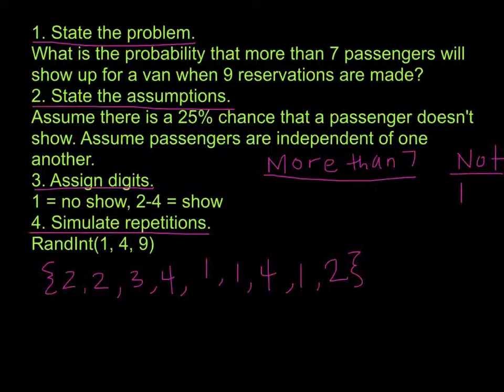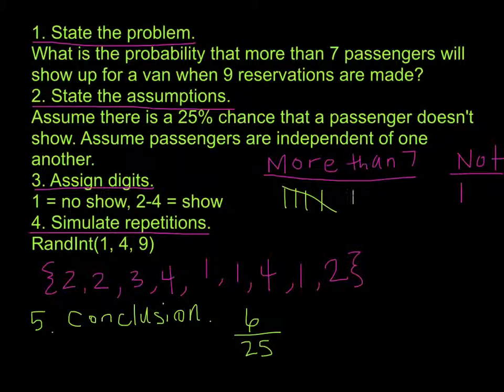I'm going to continue to perform this operation in my calculator, tally them up, and then I will state my conclusion. Once I've done the appropriate number of repetitions, hopefully you've done 25 or so. In my case, when I did 25, I had 6 out of the 25 that ended up in the more than 7 category. And so that probability is 24%.